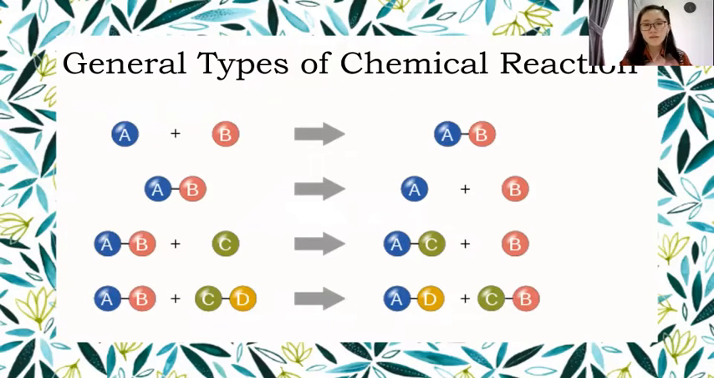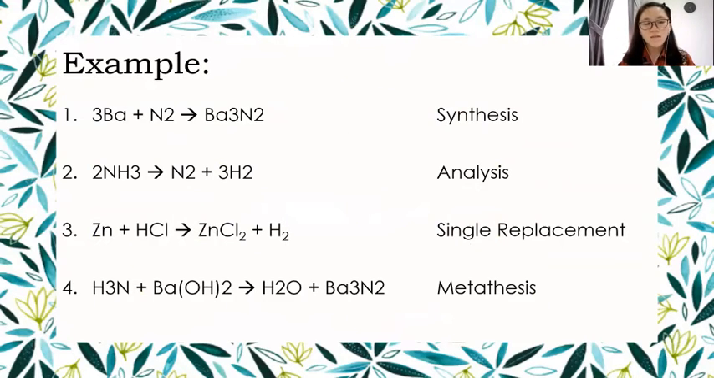And now let's continue. This is the general picture for the chemical formula. For the examples, for synthesis, we have 3 moles of barium reacts with dinitrogen yields barium nitride. For analysis, we have 2 moles of ammonia yields dinitrogen and 3 moles of hydrogen. For single replacement, we have zinc reacts with hydrochloric acid yields zinc chloride and hydrogen. For metathesis, we have ammonia reacts with barium hydroxide yields water and barium nitride.